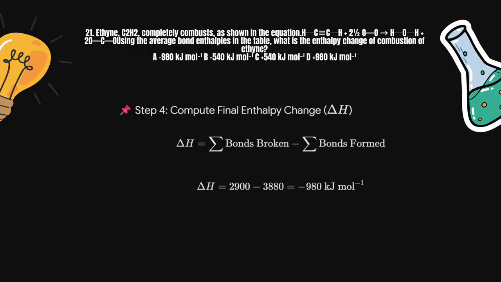Step 4, now just subtract them. Delta H equals 2900 minus 3880. The final answer is minus 980 kilojoules per mole. That matches option A.